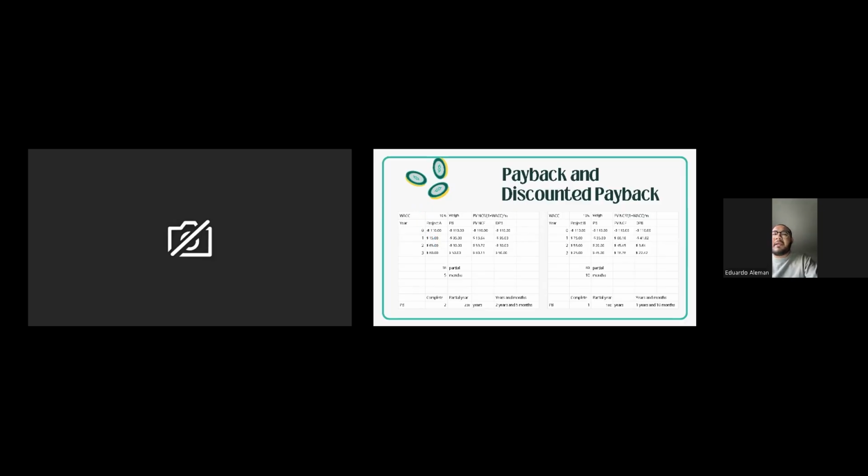Payback and discounted paybacks. First, we look at the payback period for projects A and B. In project A, to get our money back takes 2 years and 5 months, and in project B it is 1 year and 10 months.